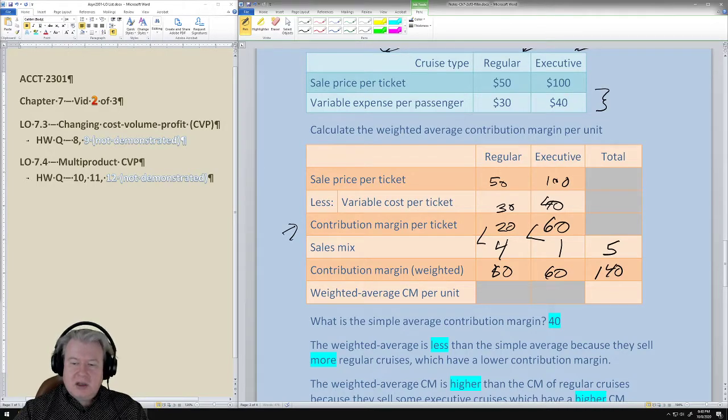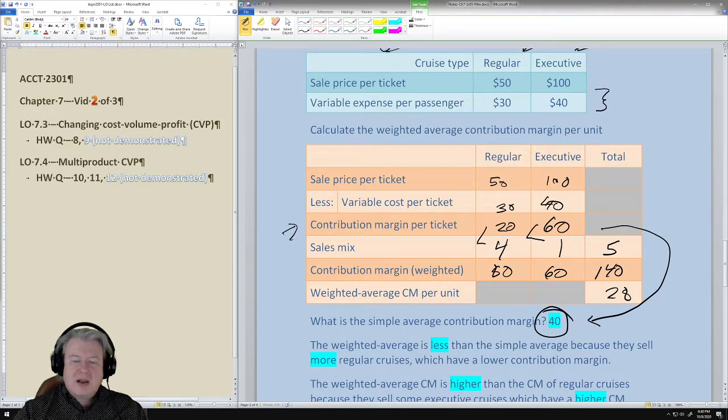So rather than just taking 20 plus 60 and divide by 2, which would be 40, we would actually take the multiplied amounts and divide. So 140 divided by 5, that's going to be 28. So just as I was saying, if you just took these two, took 20 plus 60 and divide by 2, you would have a simple margin of 40.